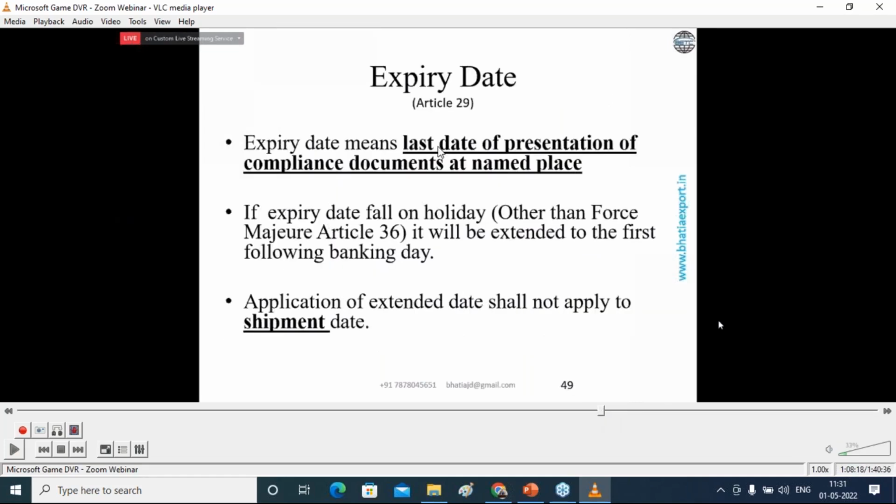Expiry date means the last date for presentation of compliant documents at the named place. If the expiry date falls on a holiday, other than a force majeure case, it will be extended to the first following working day, banking day. The application of the extended date shall not apply to the shipment date. Okay.